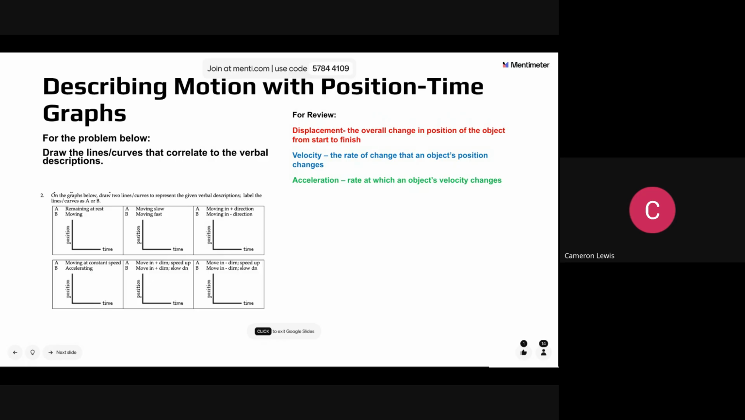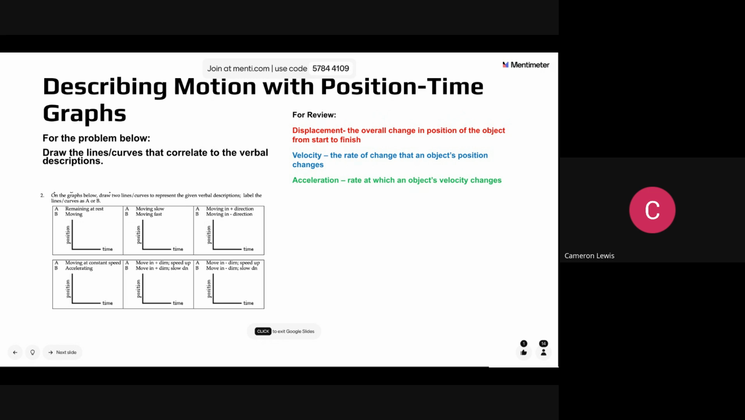My first group, group number one. For remaining at rest, it'll be a straight line. How is that straight line looking? Horizontal. Okay. And for moving, slightly upwards or downward. Any is fine. All right, cool. I like the explanation.